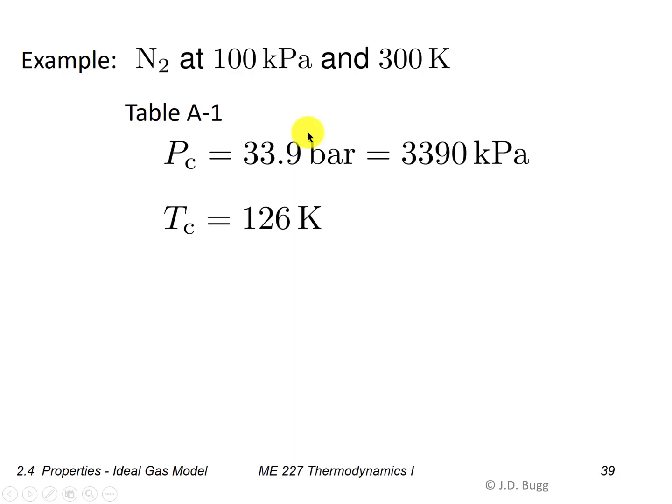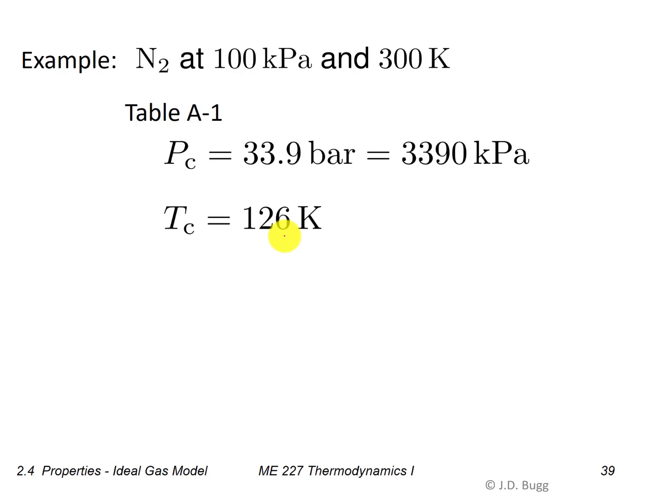Well, first thing that we would do is find the critical pressure and temperature for nitrogen. Table A1 in your textbook has that, and we had that in a little table in our lecture notes a moment ago. The critical pressure is 33.9 bar, and here I've just converted that to kPa, and the critical temperature is 126 Kelvin.